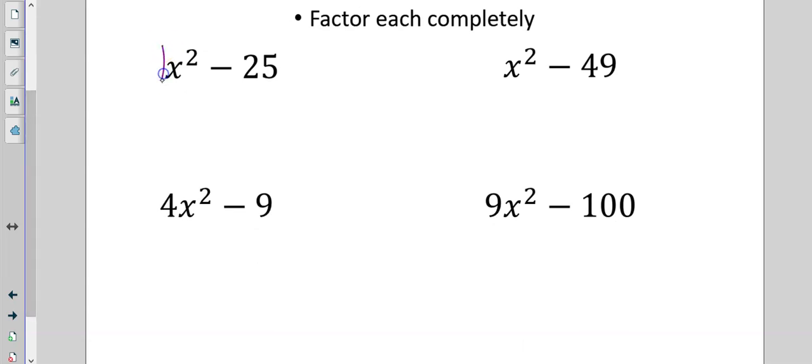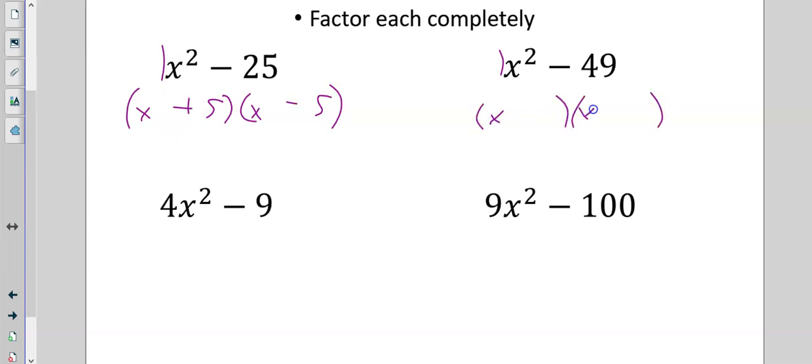These are 1, which is a perfect square, 1 times 1. 25, 49, 9, 4, 9, 100, all perfect squares. This is the easiest factoring there is, okay? You just take the square root of the first term, the square root of the second term, 1 plus, 1 minus.